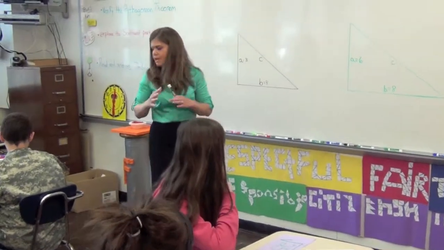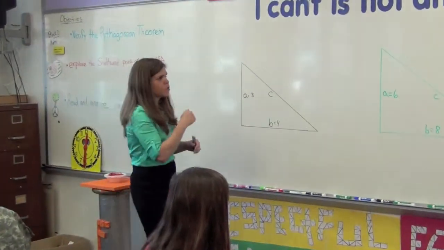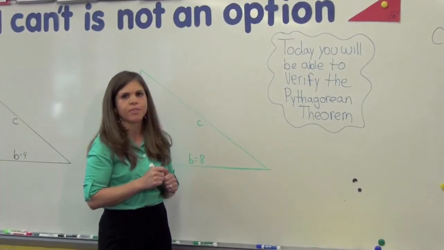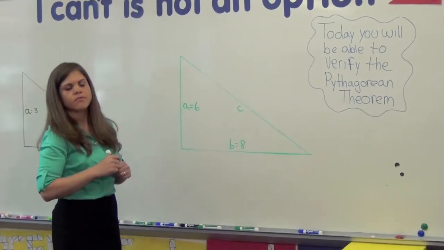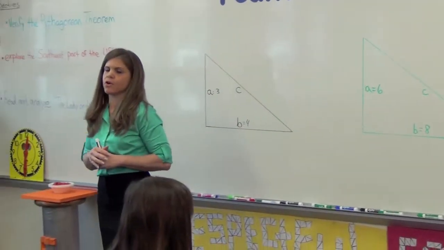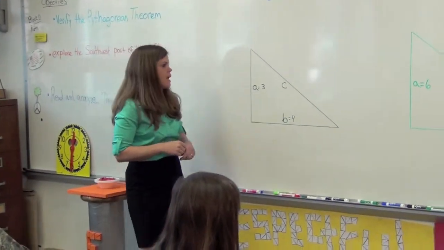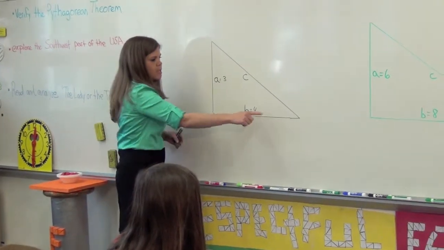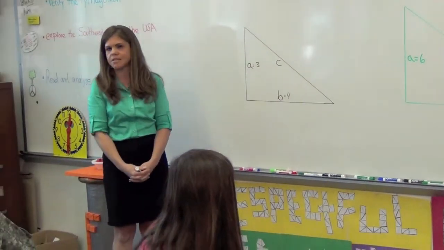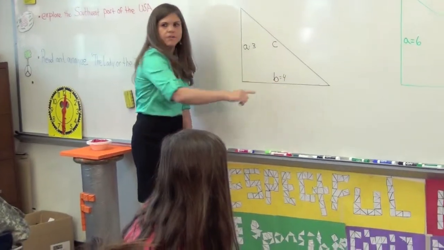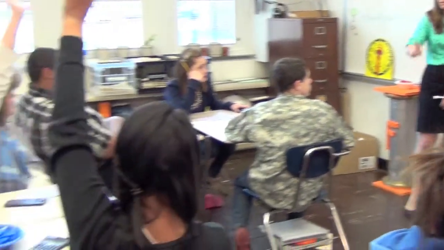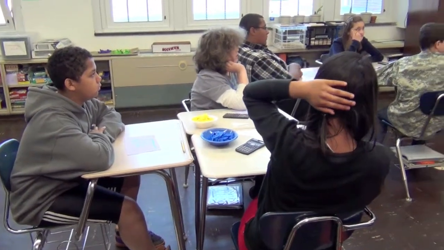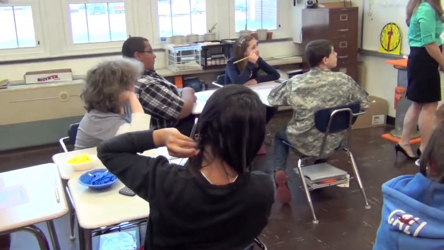So here's what I'd like us to go over today. If you look at the board, the goal says today you will be able to verify the Pythagorean theorem, okay? We've talked a lot about the Pythagorean theorem in the last couple of weeks, and I know that you are all very familiar with this kind of triangle. Can anybody raise their hand and tell me what this kind of triangle is? Russell, what's that triangle? Right triangle. Very good, a right triangle, excellent.